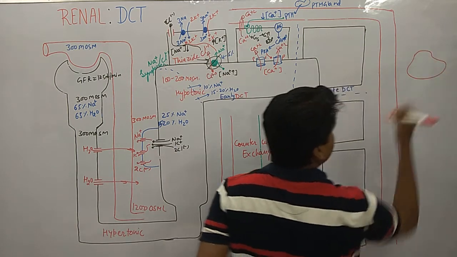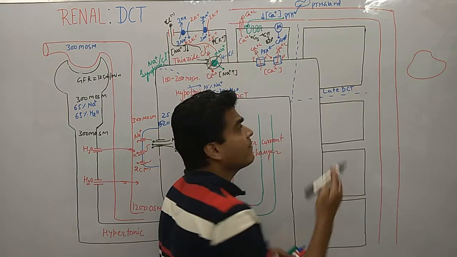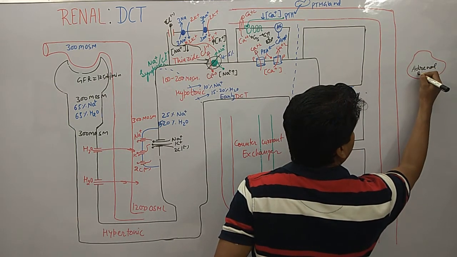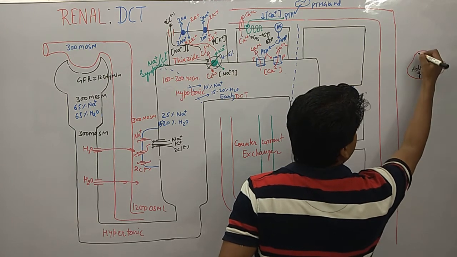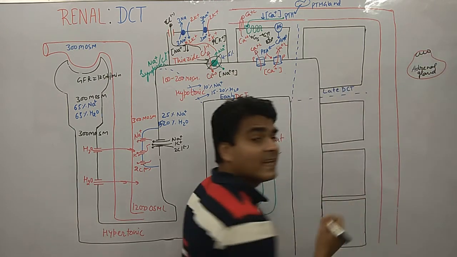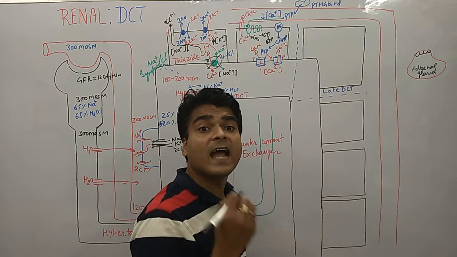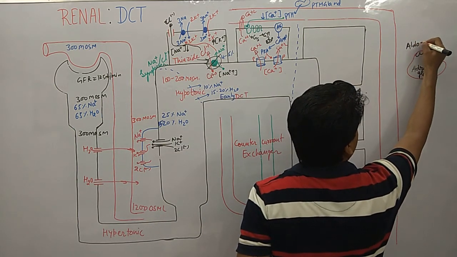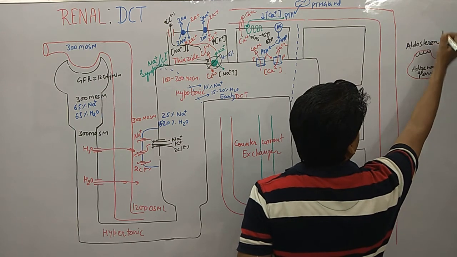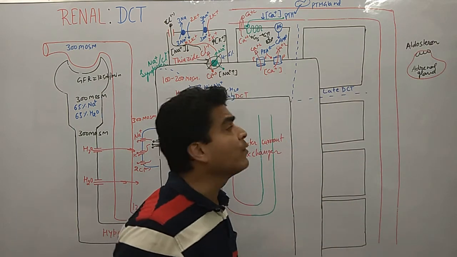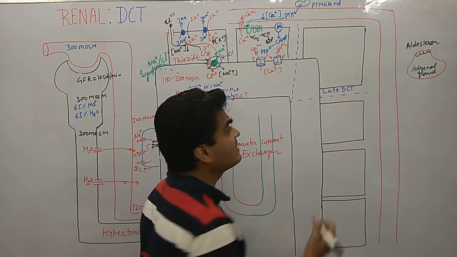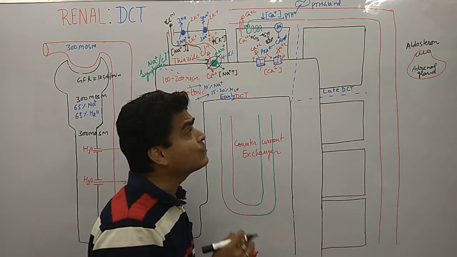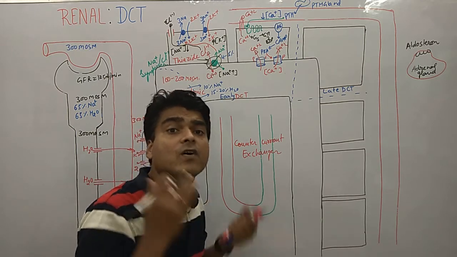Now look here, we have the adrenal gland. The upper part of the adrenal gland helps in the release of aldosterone. This is the hormone released by these cells. So now, what kind of condition can stimulate the release of aldosterone?